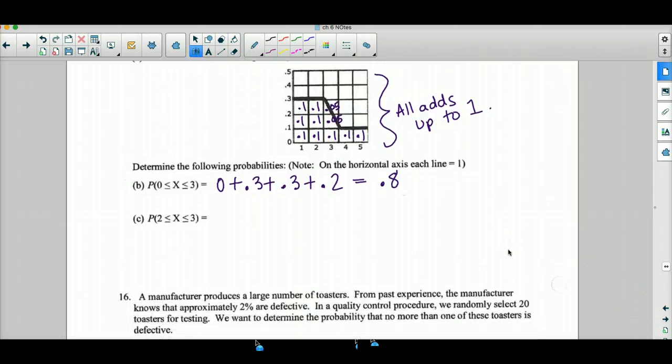All right, and then how about 2 to 3? So 2 to 3 would be me only adding up this and this.